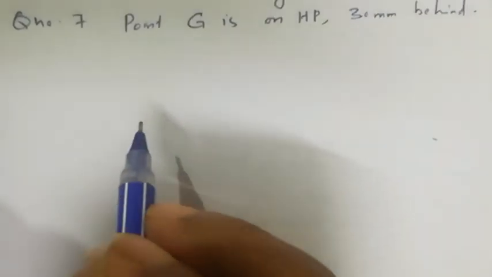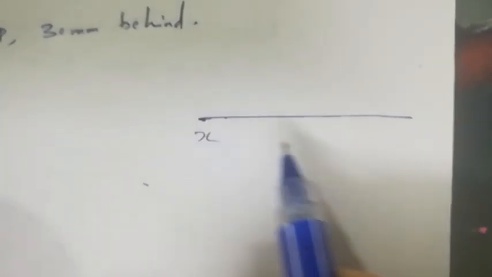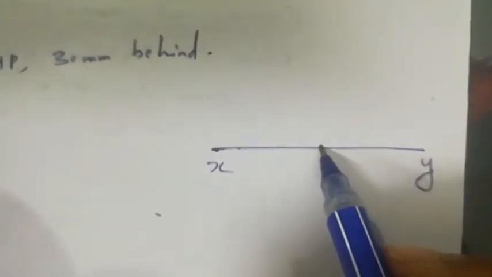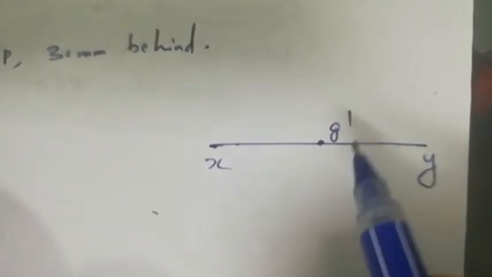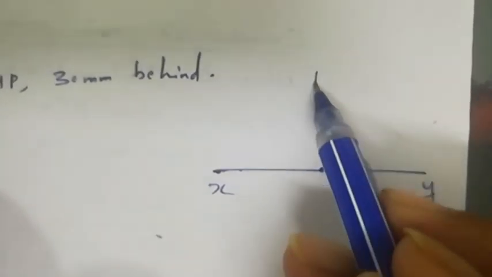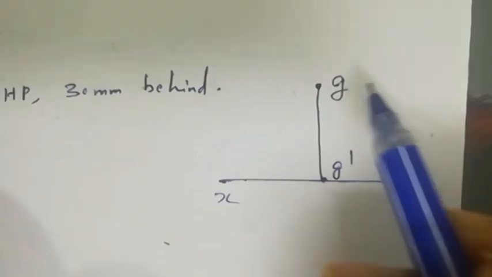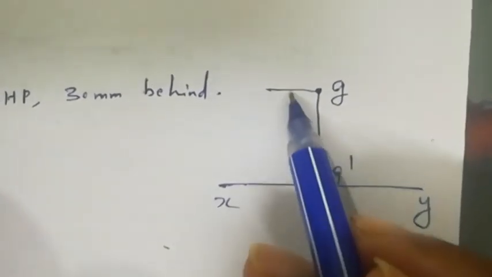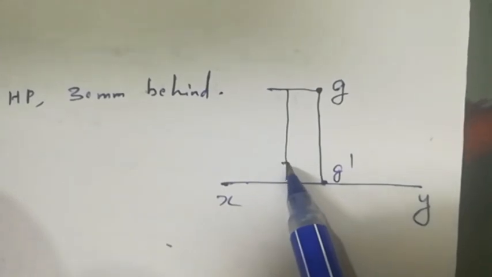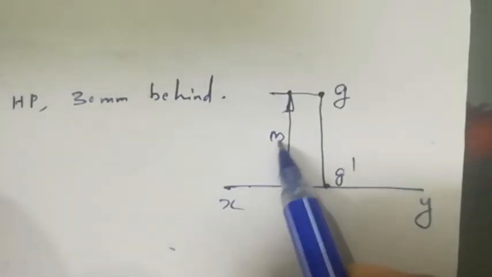Question number 7. Point G is on HP, 30 mm behind. So in this case, just draw the XY line. On HP means G dash is on the XY line. Then what about the top view, small g? The portion 30 mm behind, when rotated, will go up, so here you will obtain the top view of the capital G. We have to give the dimension, that is 30 mm.